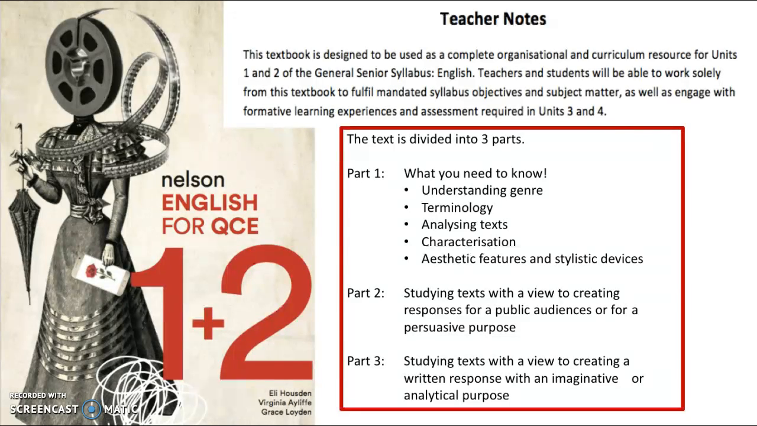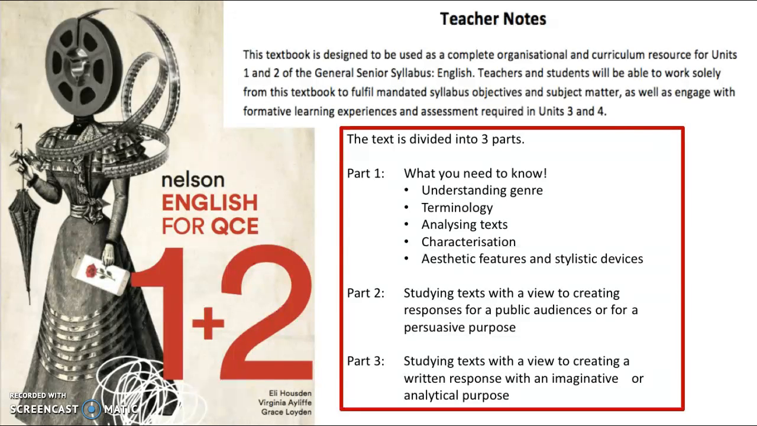In Chapter 1, we look at understanding genre and provide a matrix of the purpose and features of text types used for close study in each of the units. In Chapter 2, we look at terminology, the words that you need to know. We define and explain the terminology used in the syllabus, the words that students will need to know and use to analyse texts for assessment purposes.